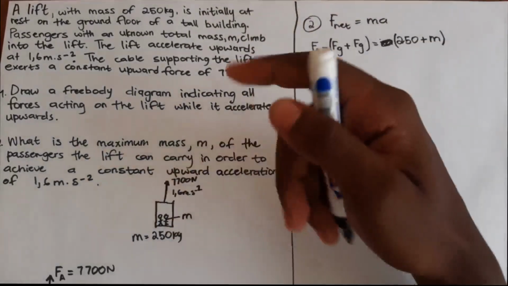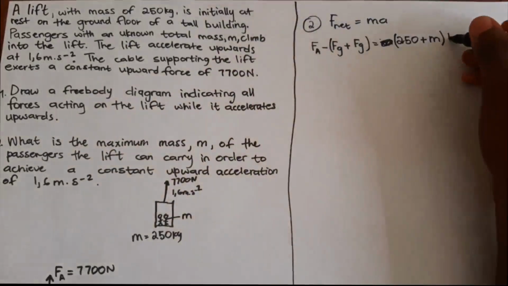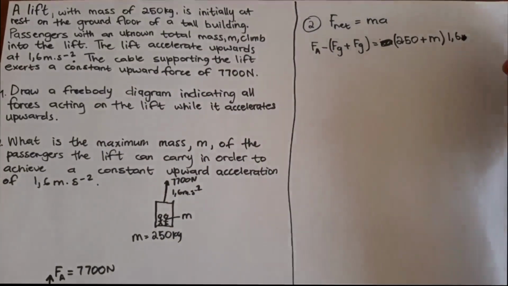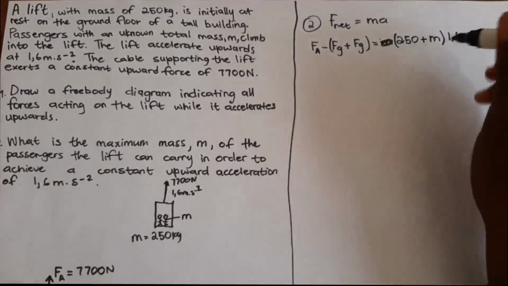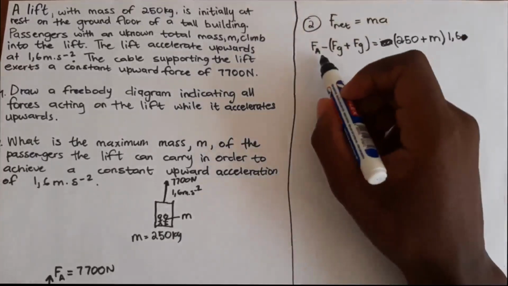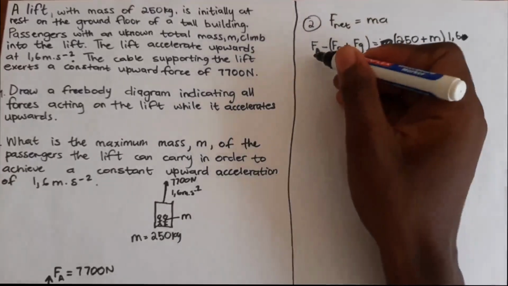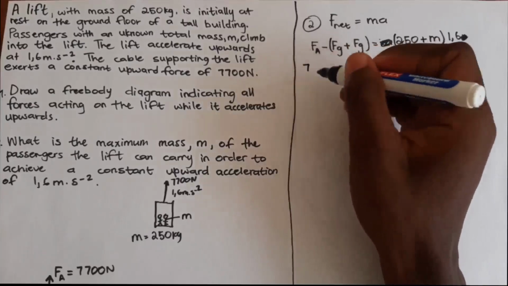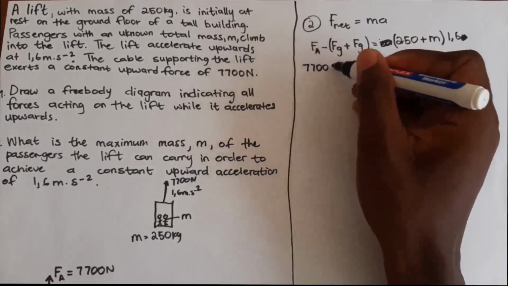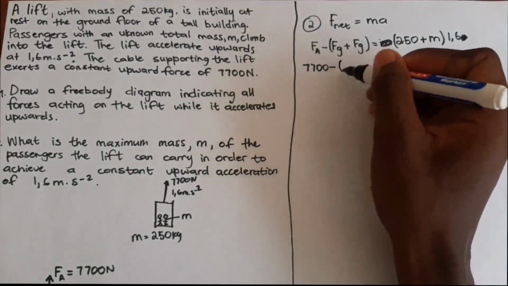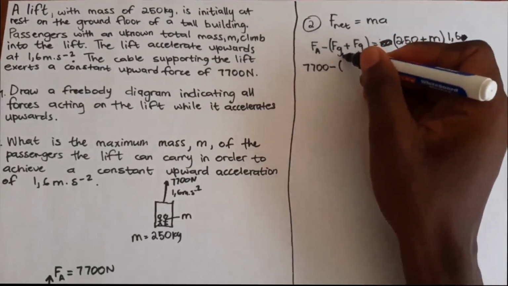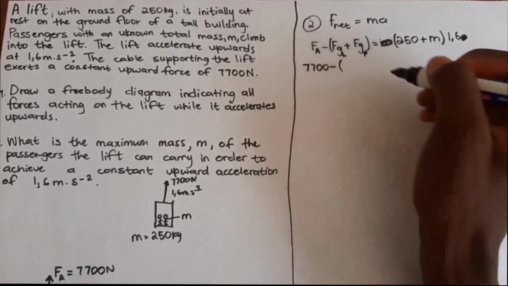plus the mass of the passengers, multiplied by the acceleration of the lift upwards, which must be 1.6 meters per second squared. Sorry for writing meters per second. So F_A, 7,700 newtons, minus what's our F_g for the lift? This is F_g for the lift, and this is F_g for the passengers.